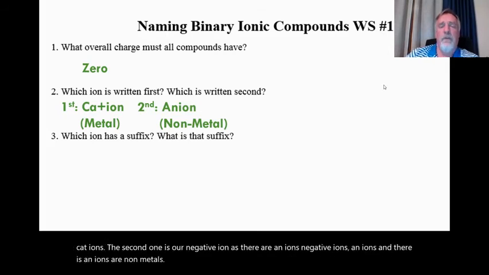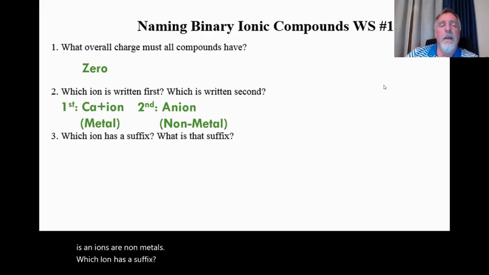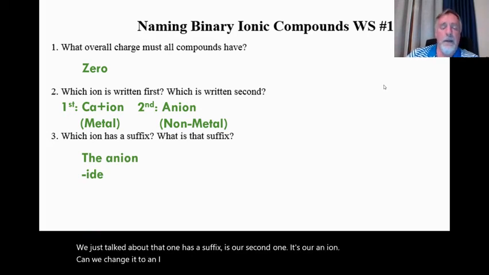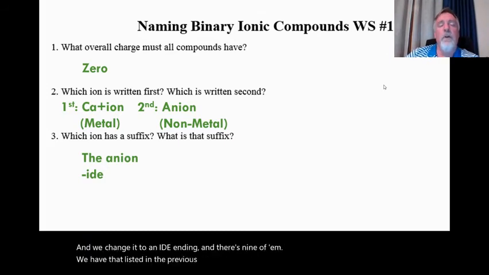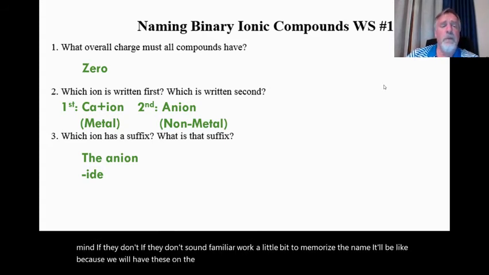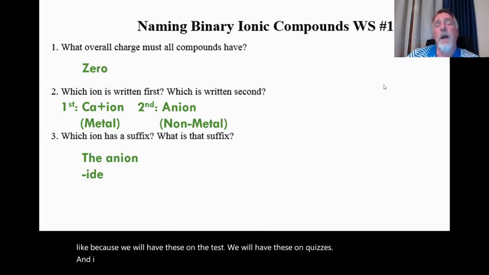Which ion has a suffix? Well, we just talked about that. The one that has a suffix is our second one, our anion. And we change it to an IDE ending. And there's 9 of them. We have that list here on the previous page. Try to keep those in mind. If they don't sound familiar, work a little bit to memorize the names, because we will have these on the test. We will have these on quizzes, and I will need you to have the correct IDE form for them. So study those 9. Make sure you know them.